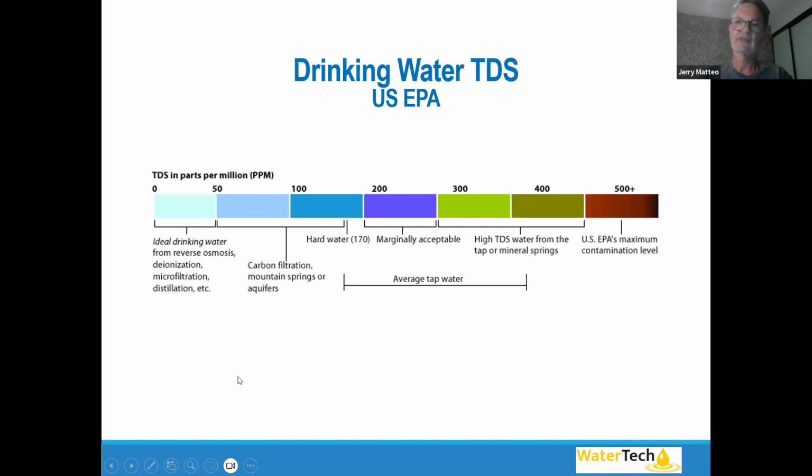So this slide ties into that last one. This is the United States Environmental Protection Agency recommendations for what's acceptable to drink in terms of dissolved solids. They recommend up to about 500 parts per million of dissolved solids as acceptable. And down here, way to the left, is more ideal. We'd want 0 to 50, which would be great.